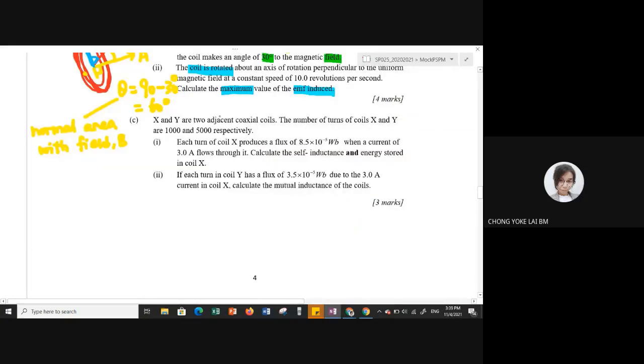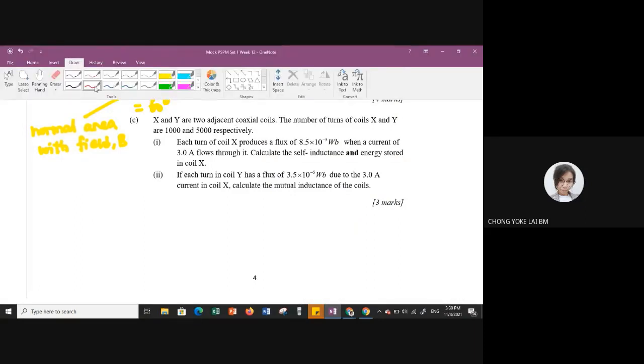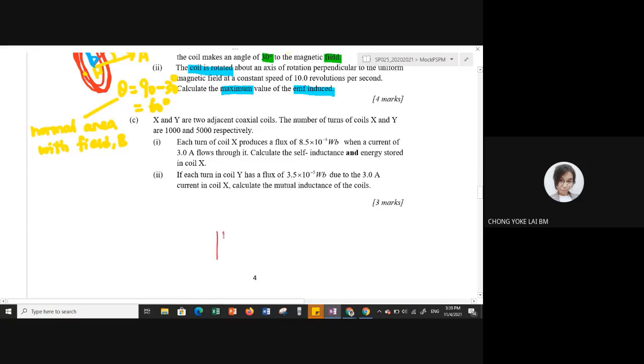I have X and Y. I have two adjacent co-axial coils. This is coil X. Then I have another coil, Y. The number of turns for coil X is 1000, and the number of turns for coil Y is 5000.